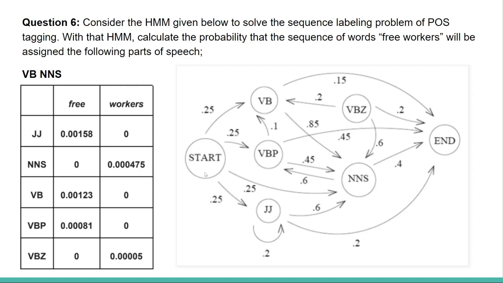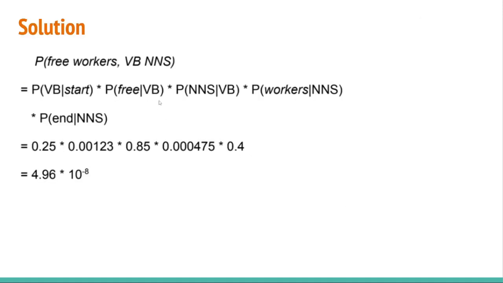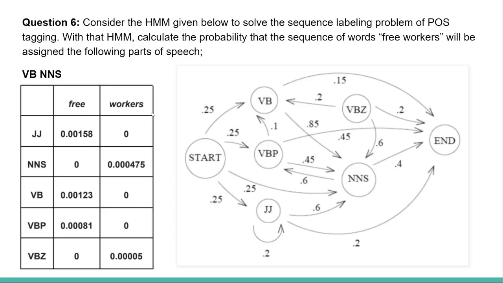All the transition probabilities are there in this diagram. Next is the probability of free given VB. This is an emission probability, and emission probabilities are present in this table. So what is the probability that the tag VB will emit the word free? That is this, 0.00123. So that is the probability of free given VB. This is the emission probability.